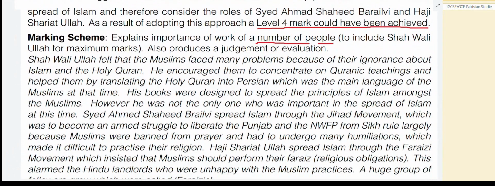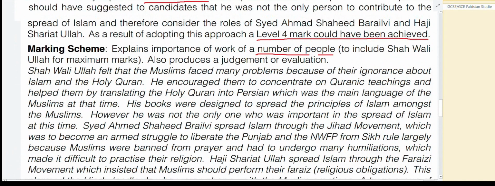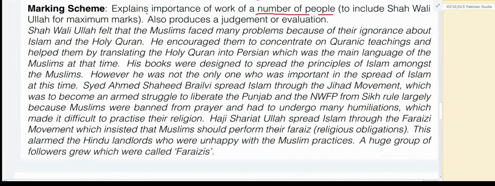Yes, so now we'll read the marking scheme. Shah Waliullah felt that the Muslims faced many problems because of their ignorance about Islam and the Holy Quran. He encouraged them to concentrate on the Quranic teachings and helped them by translating the Holy Quran into Persian, which was the main language of the Muslims at that time. His books were designed to spread the principles of Islam amongst the Muslims.